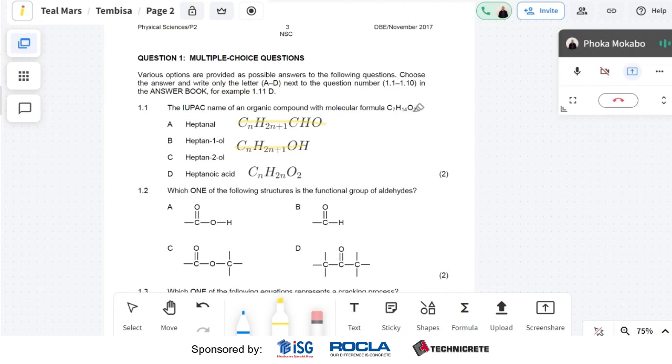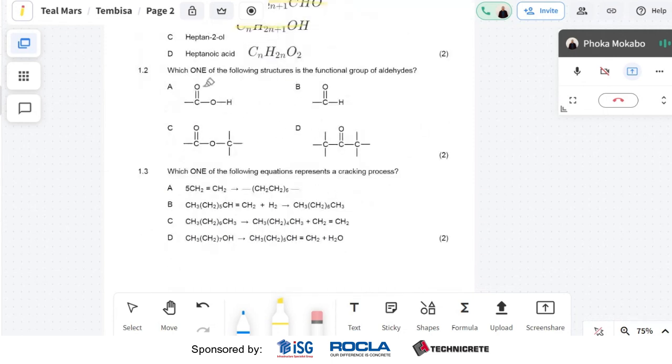Props to you if you were able to identify the fact that carboxylic acids are the only functional groups or homologous series that will in fact have two oxygens within the compound. So if you had noticed that, well then props to you. You would have been able to correctly identify heptanoic acid right off from the beginning.